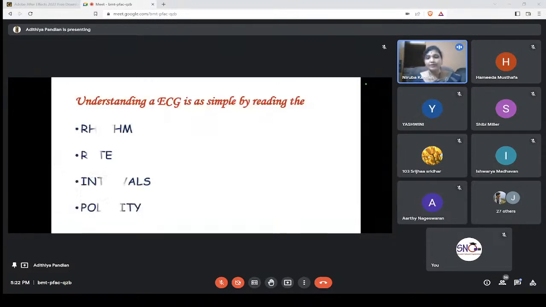How do you understand an ECG? Understanding ECG: what all you have to look for in an ECG paper. You have to look for the rhythm, you have to look for the rate, that is the heart rate, the intervals, and also the polarity. What is the direction of the P, Q, R, and S waves?